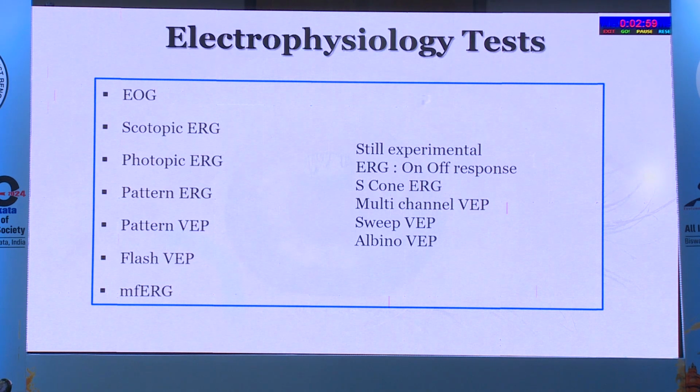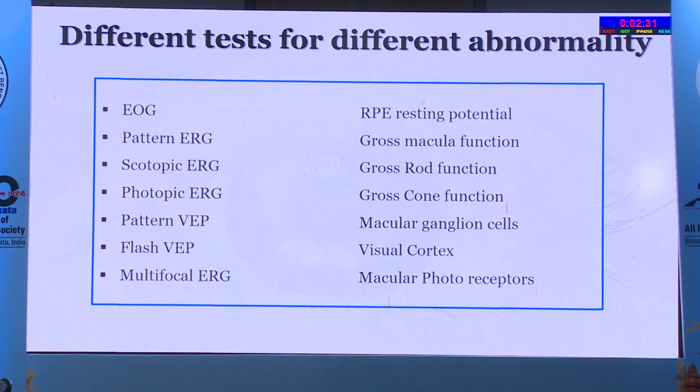This is the list of the electrophysiology tests that we do. It is electrooculogram, scotopic ERG, photopic ERG, pattern ERG, pattern VEP, flash VEP, and multifocal ERG. Some other tests which are in the experimental stage, like ERG on-off response, S-cone ERG, multi-channel VEP, sweep VEP, and albino VEP. They are also in the pipeline.